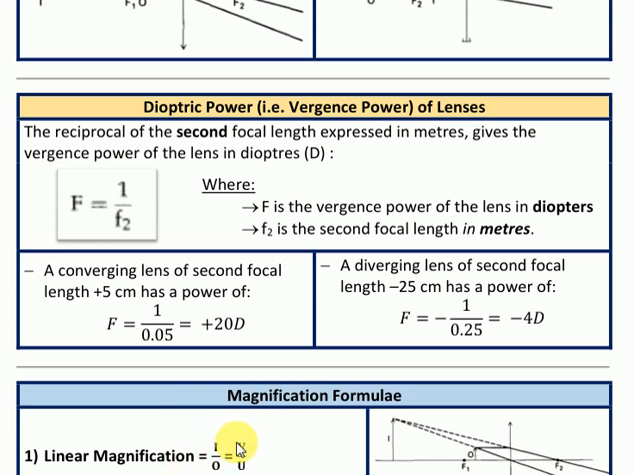Magnification formula. Linear magnification produced by a spherical lens can be calculated from this formula, where I is the image size divided by the object size, or from the distance of the image divided by the distance of the object from the principal plane.